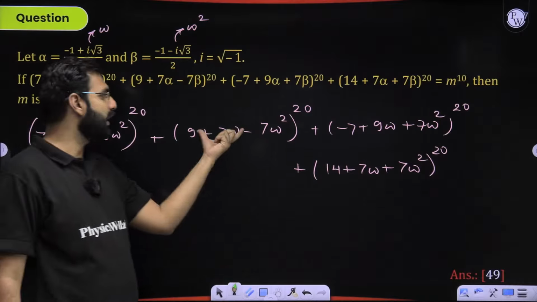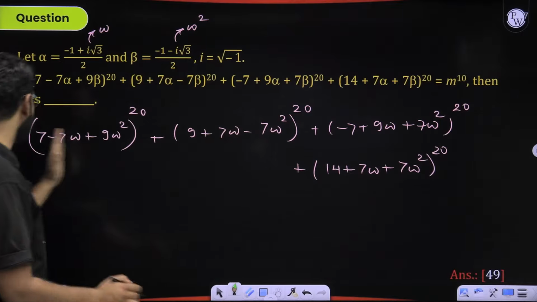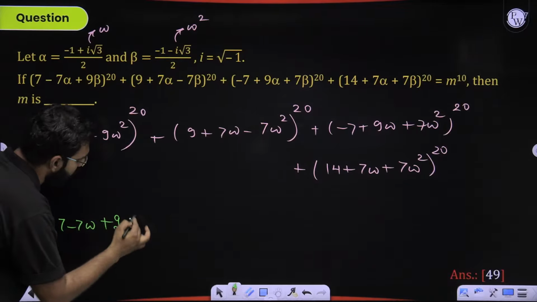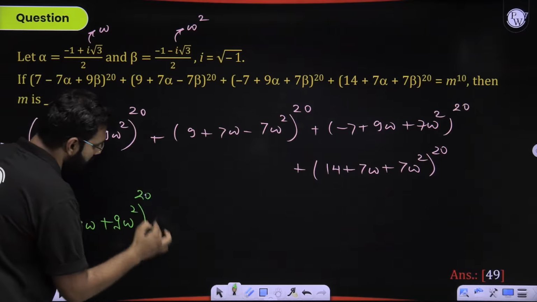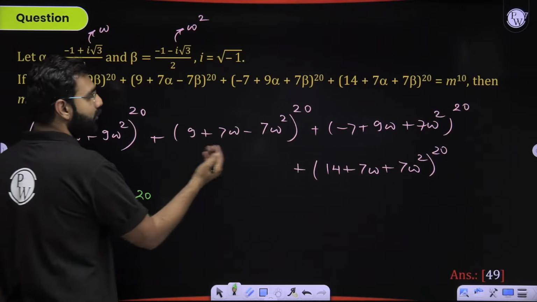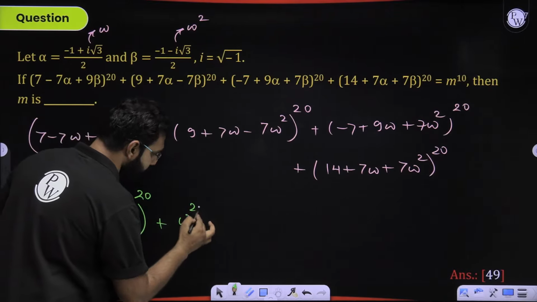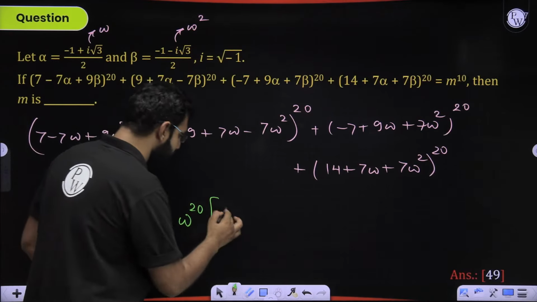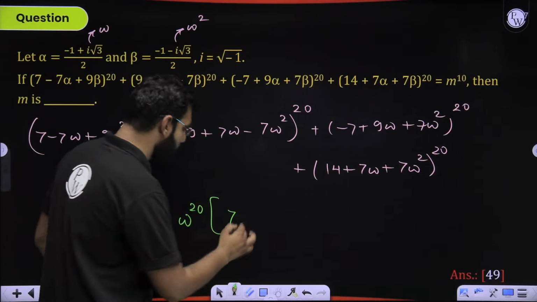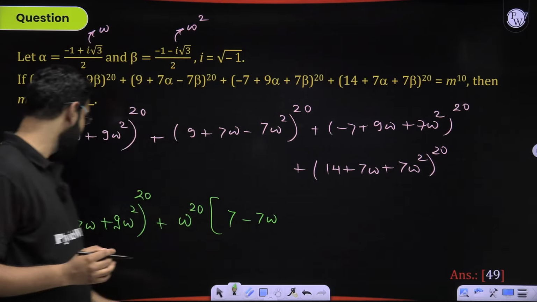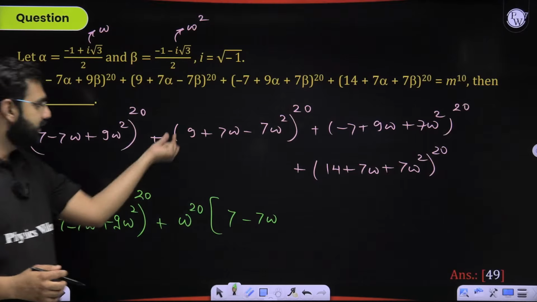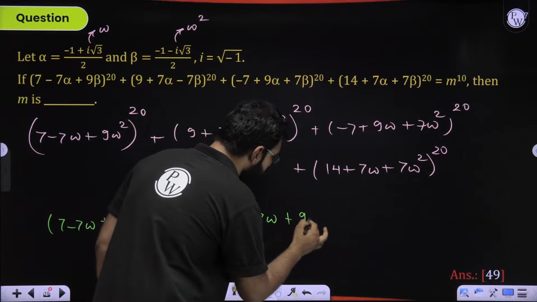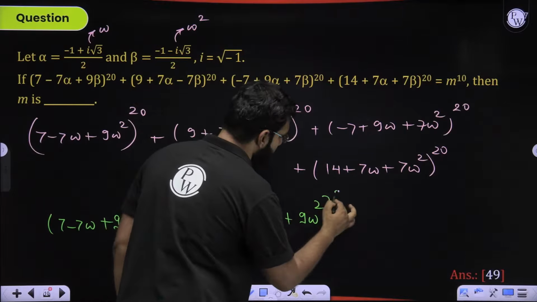But here, if I take omega common from here, I'll keep it intact, which means I'll write it as 7 minus 7 omega plus 9 omega square only. Nothing wrong with this, raised to the power 20. But if I take omega common from this, omega to the power 20 will come outside. And inside, what will I have? 7 omega, that will be what? 7 minus 7 omega square, that is minus 7 omega. This can be written as 9 omega cube. When I take omega common, it becomes plus 9 omega square, raised to the power 20.